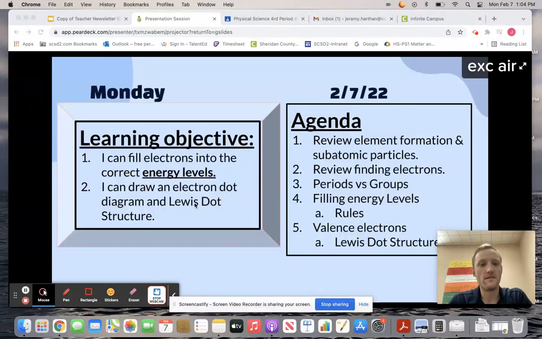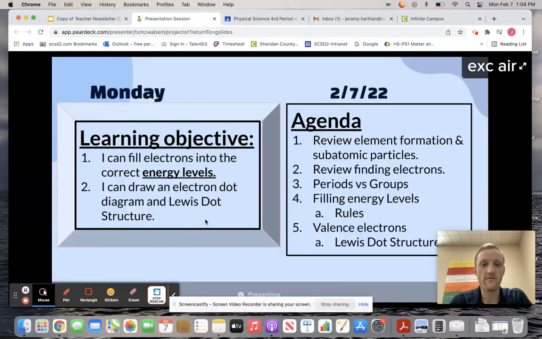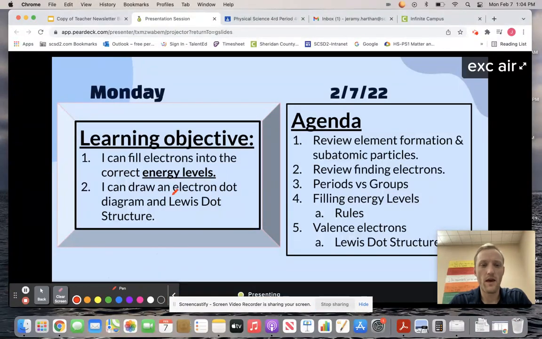Okay, and then to be able to represent that, we're going to do something called an electron dot diagram. It's very simple, but again, it is one of those things where if you can get this and understand this, it makes everything so much easier. So what we're going to do is review what we know about atoms so far, look at groups versus periods on the periodic table, and see how that connects to these other two things, filling energy levels and valence electrons.